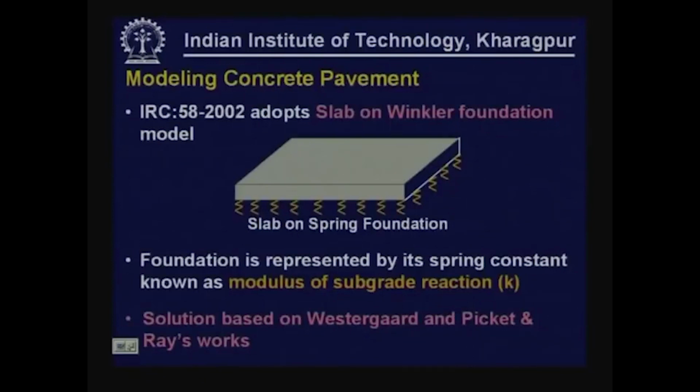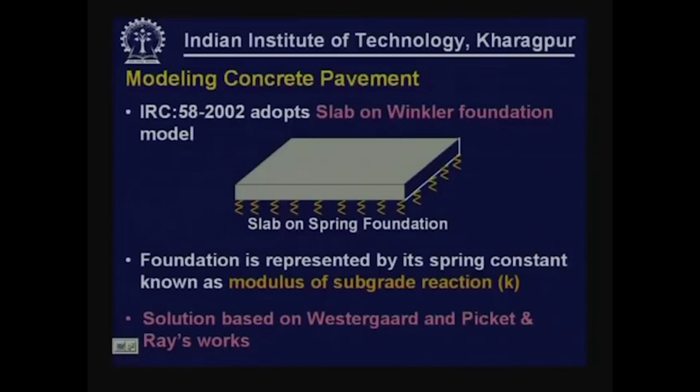For analysis, concrete pavement is modeled as a slab on Winkler foundation. We have discussed Winkler foundation in the previous lessons. Winkler foundation can be modeled as a set of springs. So, this is a slab on a spring foundation.